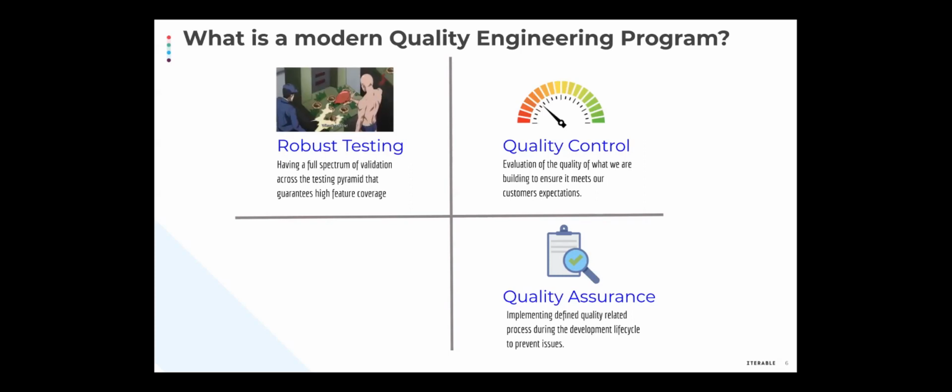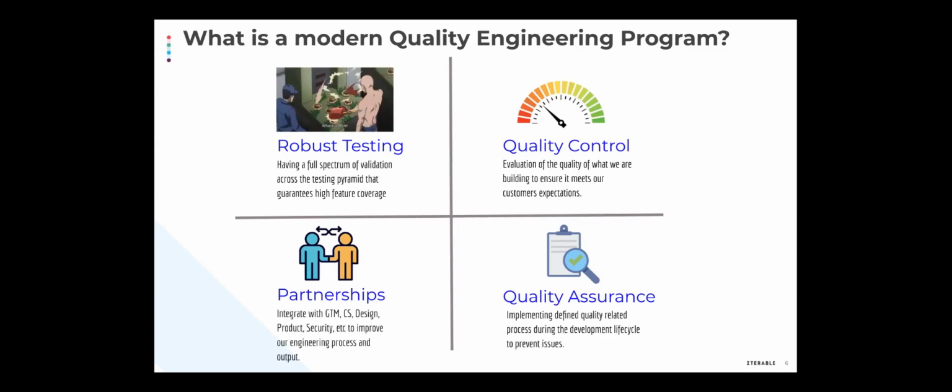And finally, I think one of the most important things is from these three, a modern quality engineering program should be building partnerships. How is your engineering process? How are you representing engineering to go to market, to customer service, to design, to product security? How do you support these teams? How do you help engineering prove out your quality so that these people can use it to engage with their customers?